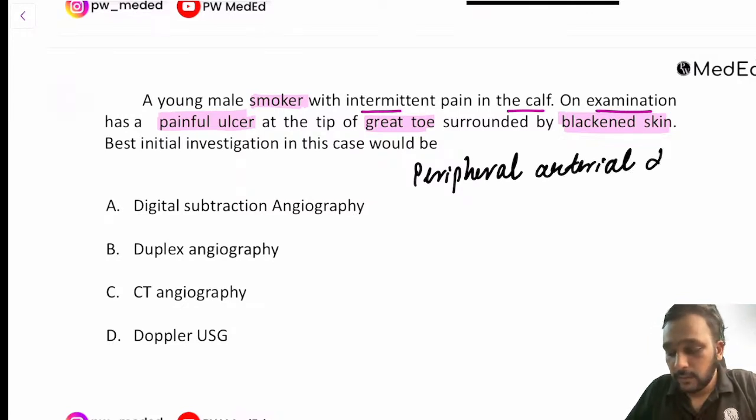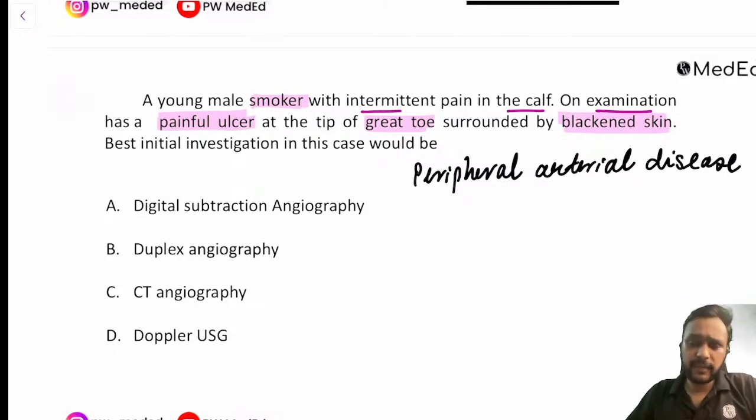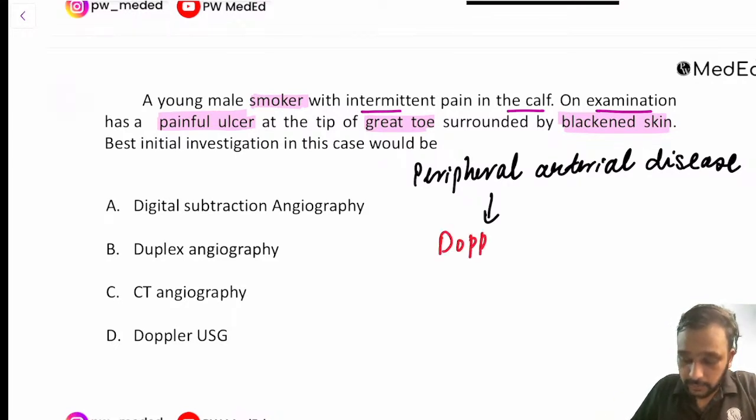Right? So what peripheral arterial disease will be your diagnosis, and what will be the best initial investigation? Okay, so the first easily available investigation will be your Doppler ultrasound.